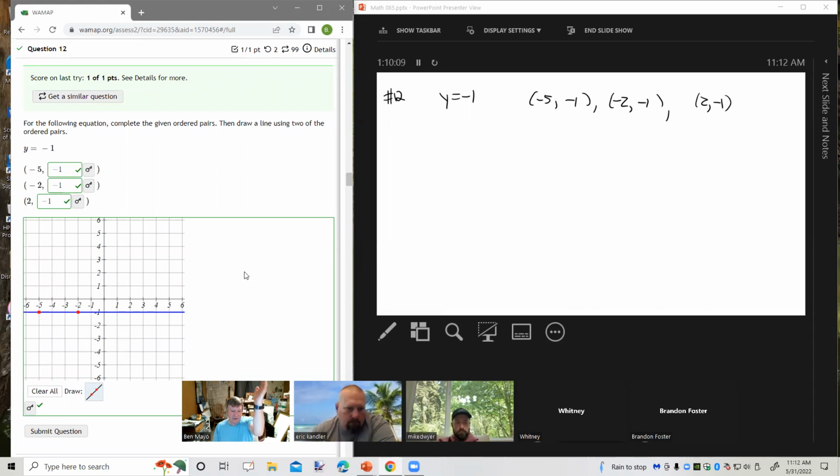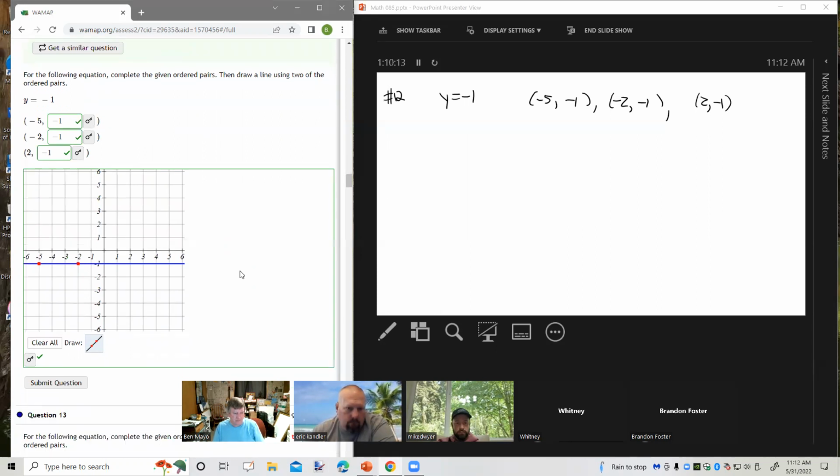Okay, remember, x equals a constant is a vertical line, y equals a constant is a horizontal line.